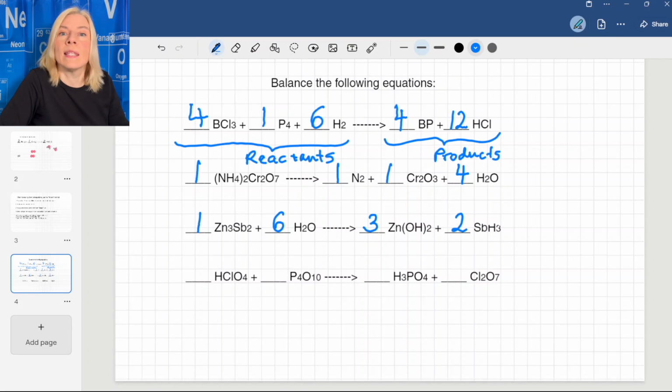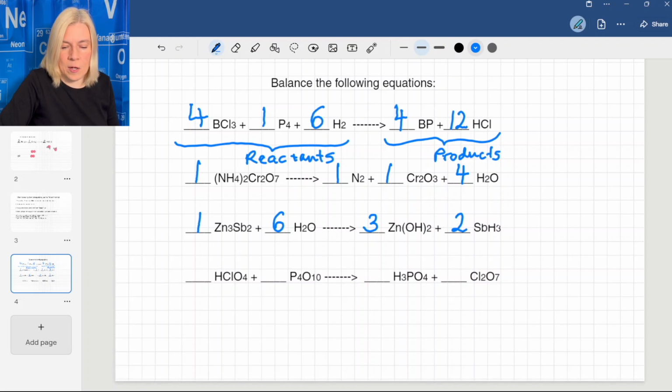And now I can double check with hydrogens to make sure it all adds up. So I have 12 hydrogens as my reactants before the arrow, 12 hydrogens. And after the arrow, I have, well, let's look here. Here is 2 hydrogens in the first compound times 3, there's 6. And then there's 3 times 2, also 6, so 12 hydrogens after. And it all balances out. Okay, you ready for last one?